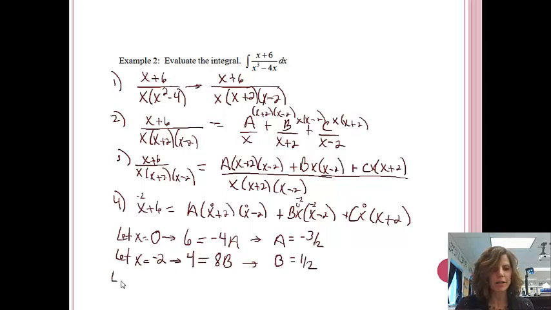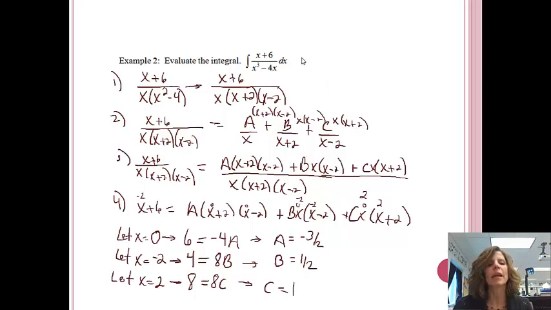All right, now I'm going to let x equal 2. And again, notice the way that I pick those x values is what will make the denominator equal 0. And then from here, if I plug 2 in for my x, I'm going to get 8 equals. Plugging in 2 for this first spot, the a will drop out. Plugging in 2 for the second one, the b will drop out. Plugging in 2 for the third one, I'll get 4 times 2, which is 8. So I'll get 8 equals 8c, which means c is going to equal 1.